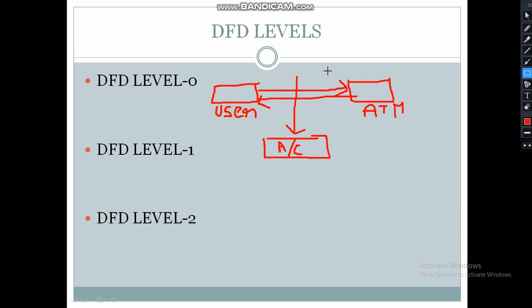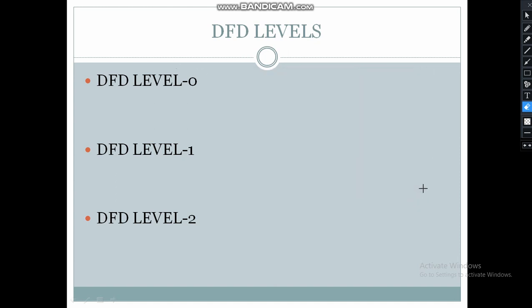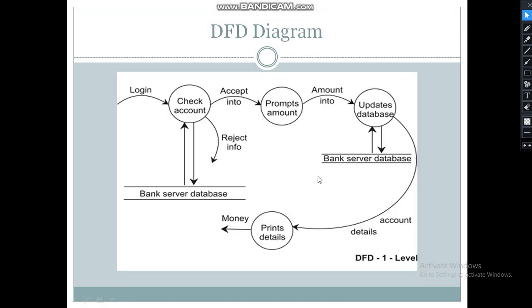So level 1 represents the basic behavior, how each and every component performs. In level 2, how the main components interact with the sub components, each and every action, is clearly represented. Okay, so this is the example for the DFD diagram.